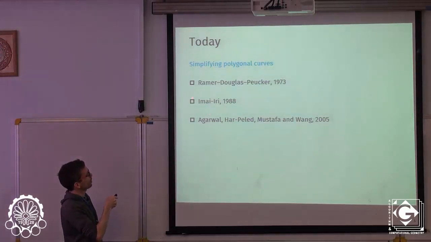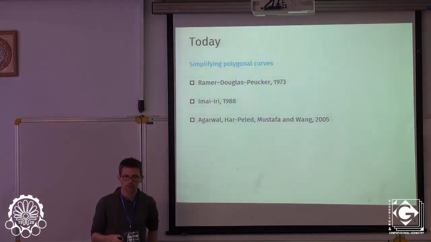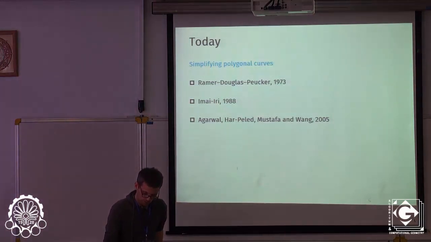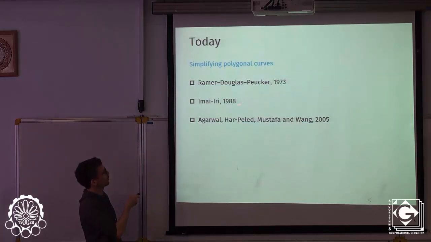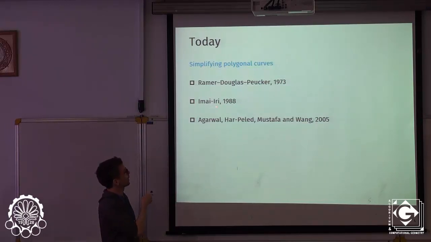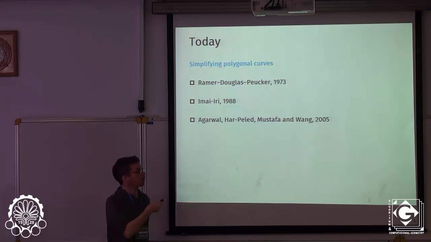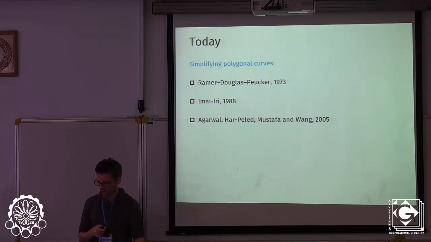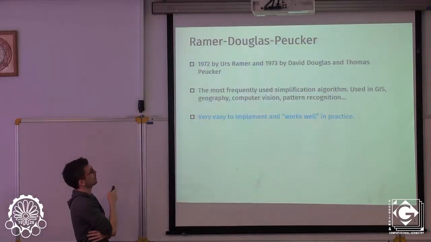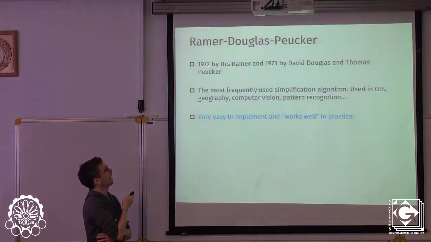From the computational geometry perspective, this framework by Imai and Iri is considered more as a direction to go. But this is a quadratic time algorithm, or at least in its fast version, which is still not very fast. So I also want to discuss this algorithm by Agarwal et al., which is an approximation for what we get here, but will run in near linear time. Okay, so those are the algorithms I want to discuss. Let's start with the Douglas-Peucker algorithm.